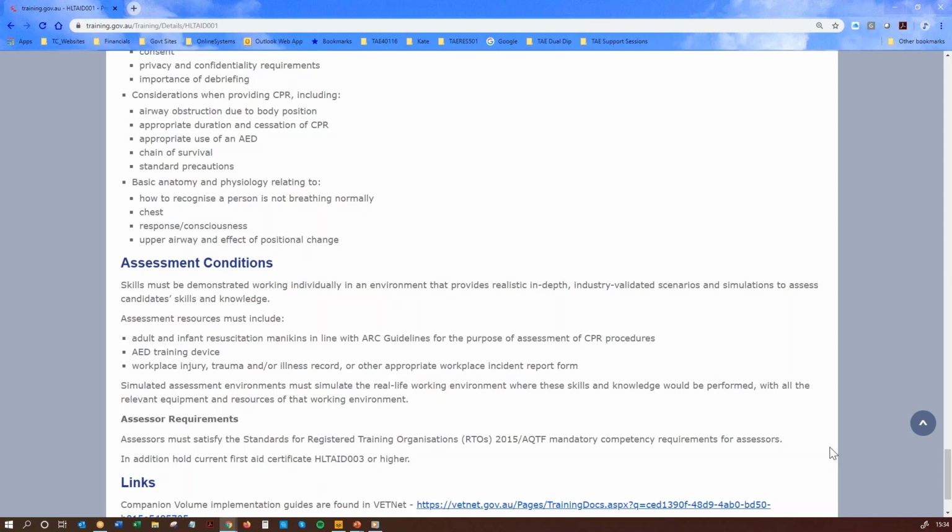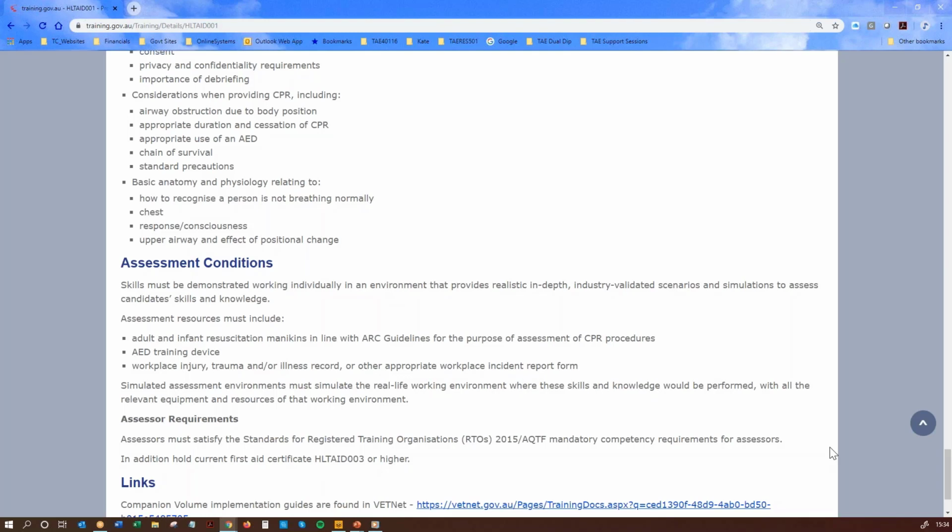And you must have some sort of reporting form related to injury or trauma or illness based on an appropriate workplace incident. So these are the sorts of things that when ASQA will come and audit an RTO, they will check to make sure that all the equipment that's listed in the unit of competency is always available to be used during the assessment process. And it also is listed within the training and assessment strategy that we've covered previously.